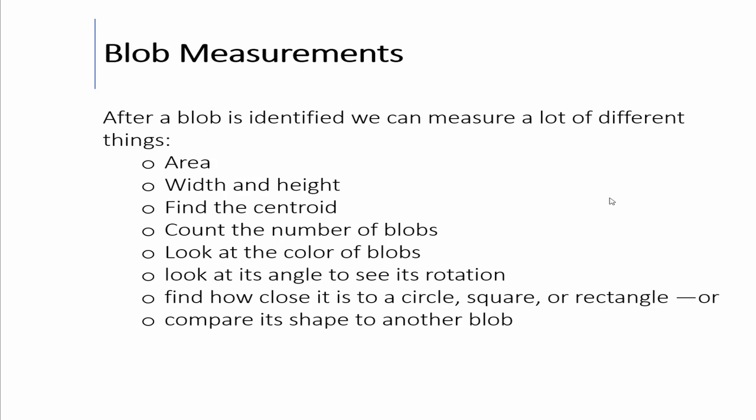Taking a look at blob measurements. After a blob is identified, we can measure quite a lot of things from it, like the area, width and height, finding the centroid, counting the number of blobs, looking at the color of the blobs, looking at the angle or its rotation, finding out how close it is to a circle, square, or rectangle, or comparing its shape to another blob.